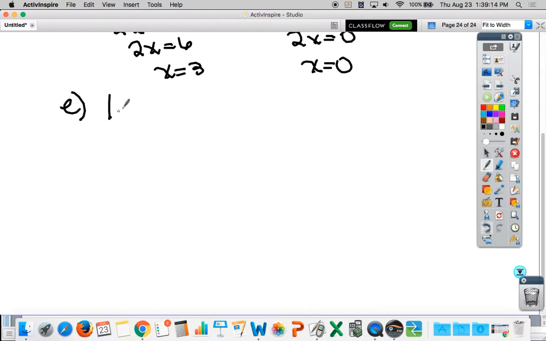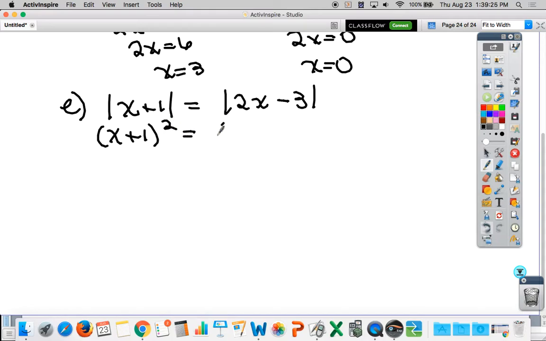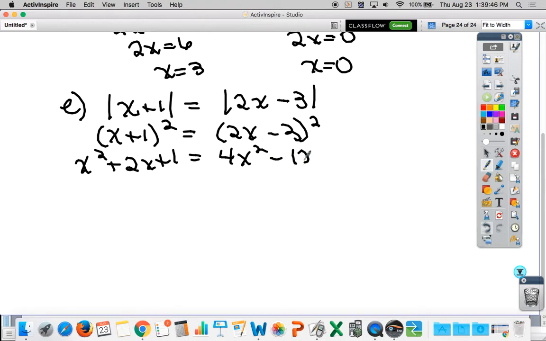Alright, E. Now these were the ones that we learned yesterday. How do we approach solving these? Square both sides. And you better get a trinomial. Do not square this by just squaring each term. It is not x squared plus 1 or 4x squared plus 9. When you square something, you multiply it by itself. So I get x squared plus 2x plus 1 equals 4x squared minus 12x plus 9. So you're going to have a quadratic.